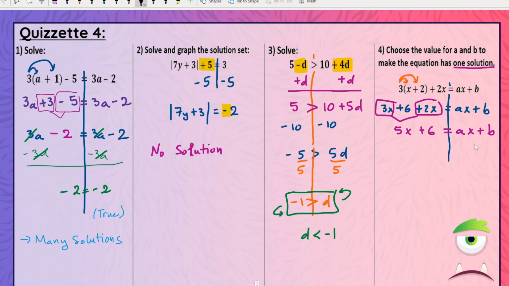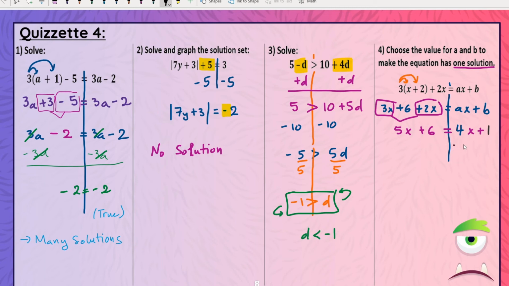Okay, to get one solution, you want x remaining. You want x left over after you do the steps. So a can be any number but 5. If a is 5, the x will cancel each other out. So one more time, a can be any number but 5. I'm going to choose 4. Okay, so that will give me a remainder of 1x after you subtract 4x from both sides. B, I will choose any number. It doesn't matter which one you choose for b. I would say 1 to make it easy for me.